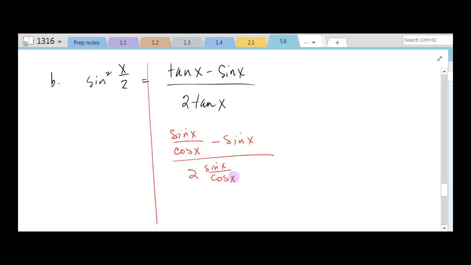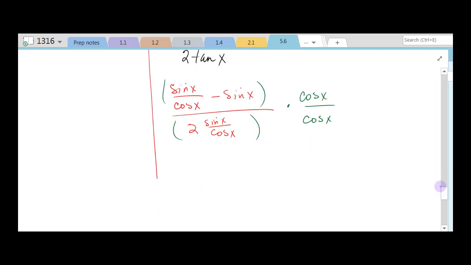Now, because I have complex fractions going on here, I'm going to multiply through by a common denominator to get rid of cosine x. So if this is a denominator and this is also a denominator, the common denominator would therefore be cosine x. So if I multiply the numerator and the denominator by cosine x over cosine x, this turns into sine x minus sine x times cosine x, just using the distributive property, divided by 2, and these cosines cancel in the denominator, leaving me with just sine x.